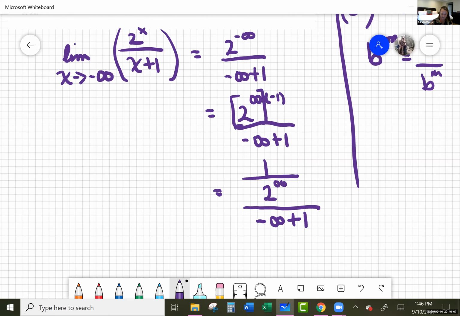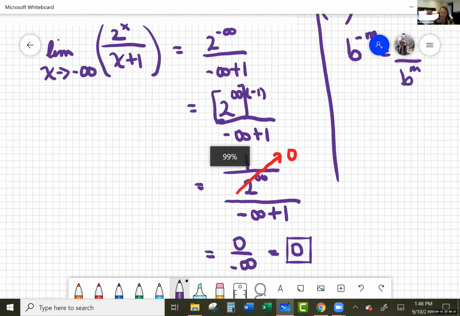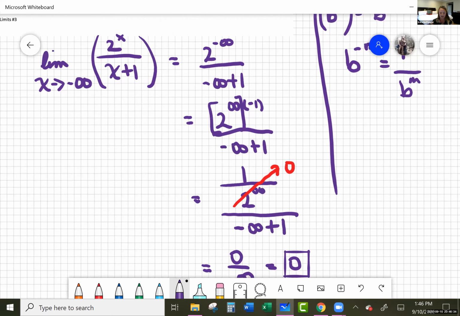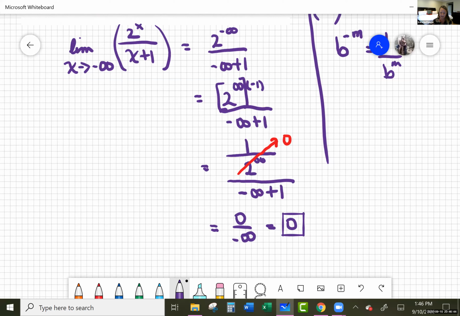But if we have 1 over something that is getting huge, that piece goes to 0. And so 0 over some number is also going to go to 0. So 0 over negative infinity is equal to 0. Okay, so there's one type, and I just thought that looked like a good thing to talk about. And then let's look at another one. Let me let you write that down.